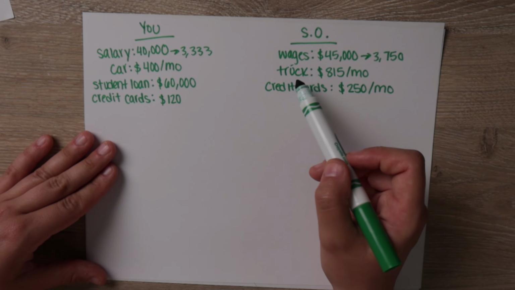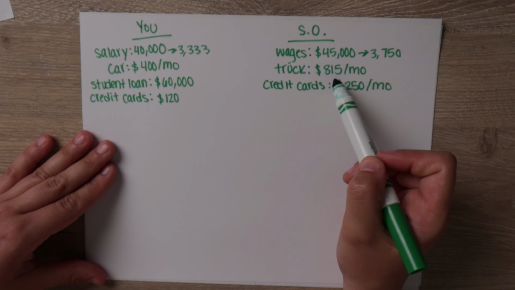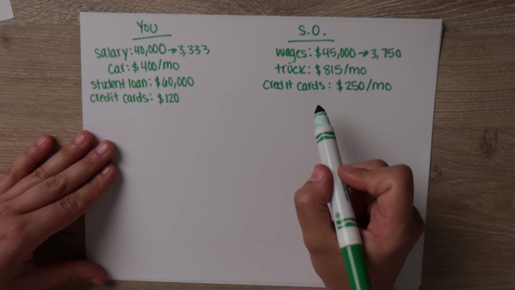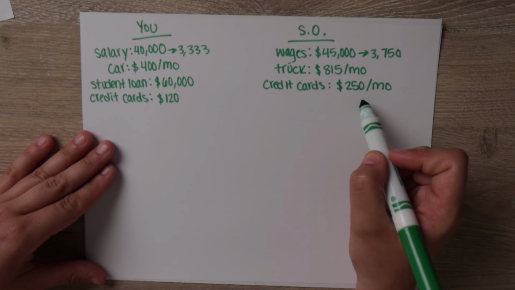They also just bought themselves a really nice new truck, despite you trying to plan for a house, and that is costing $815 a month. They also have credit cards, and the minimum payments on those is $250 a month.